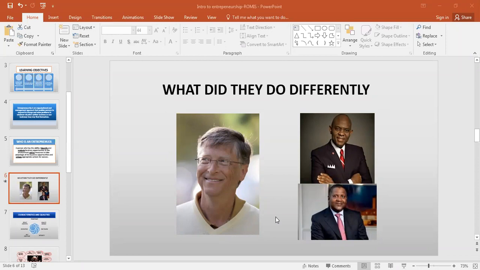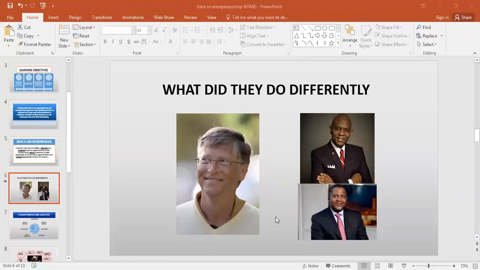What do you think they did differently? Okay, Shineye Anosike said what? He said they all took risks and faced them squarely. Wow. So they faced the risk squarely, which means that they are very, very audacious. They were bold. Okay.